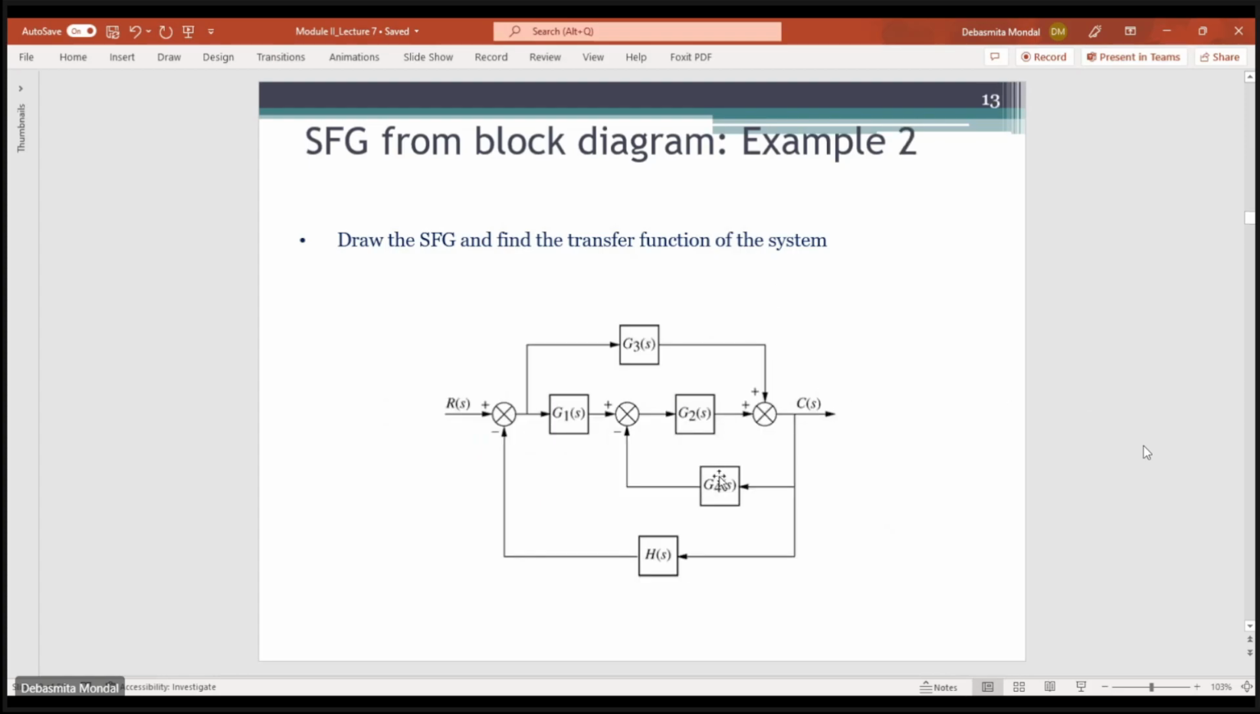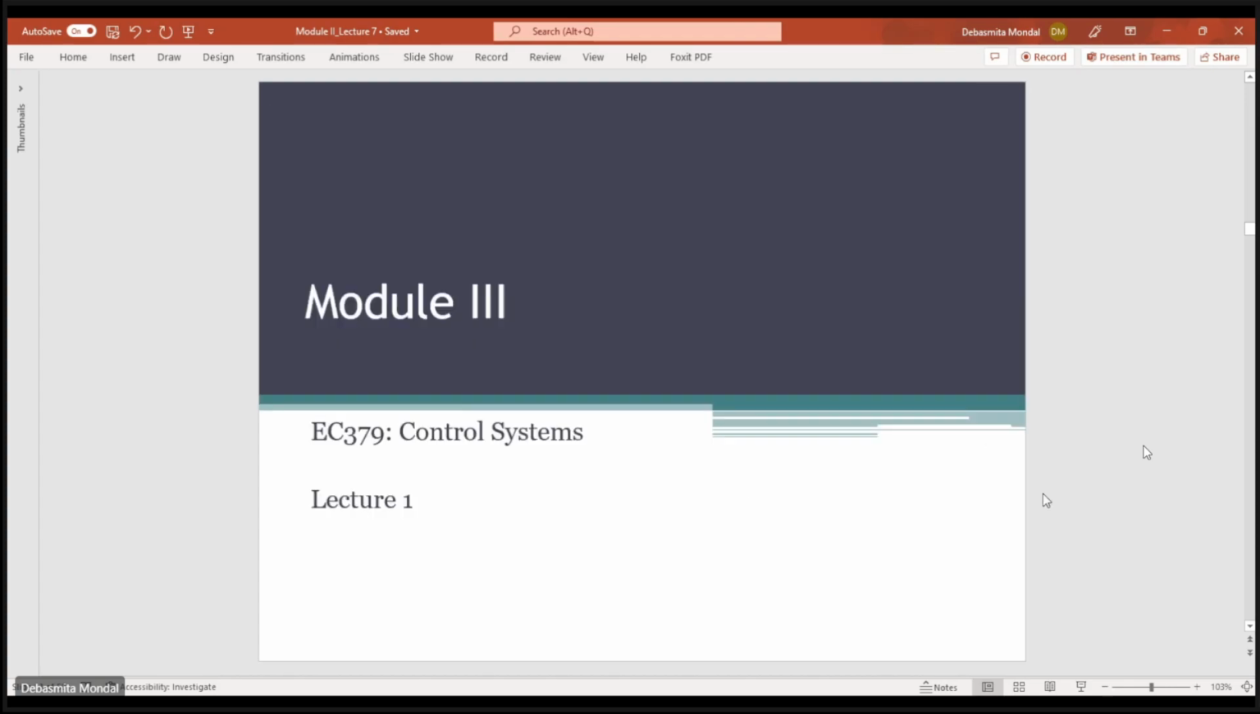So these are some examples. With this, module 2 of the syllabus is over. Next, we'll move on to module 3, which deals with the time domain analysis of a control system.